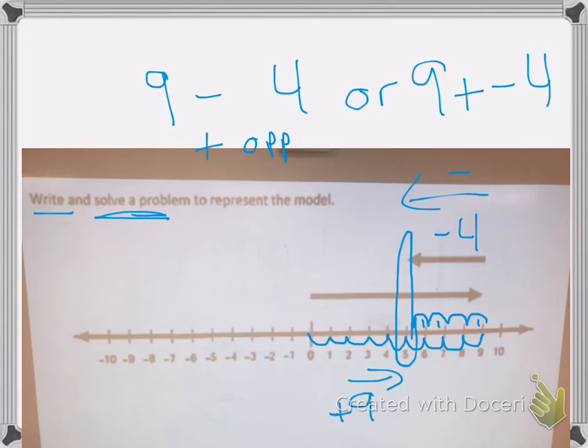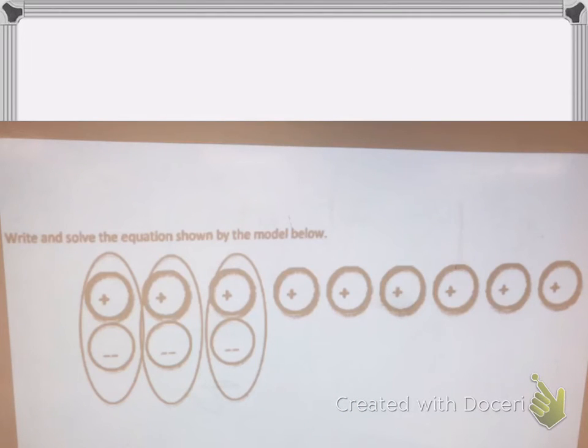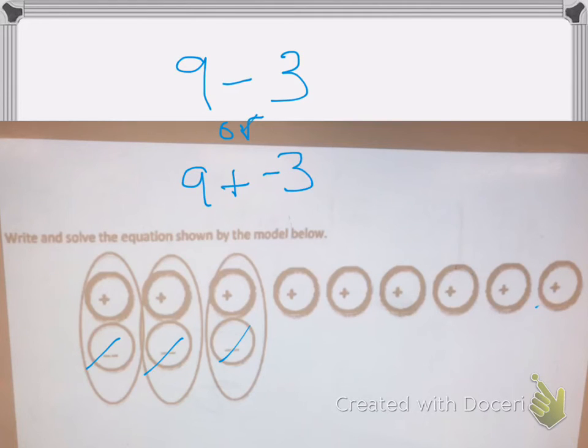Okay. Either one of those expressions works. Write and solve the equation shown by the model. So we're going to write an equation. We've got 1, 2, 3, 4, 5, 6, 7, 8, 9. So that's 9 positive dots. So we're going to put 9, and that's a positive. And we've got 1, 2, 3 negatives. So we can do 9 minus 3, or 9 plus negative 3, because you just add the opposite.